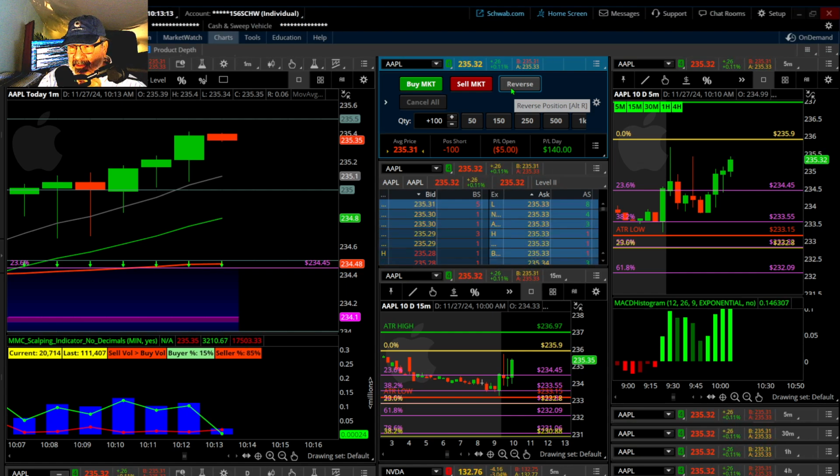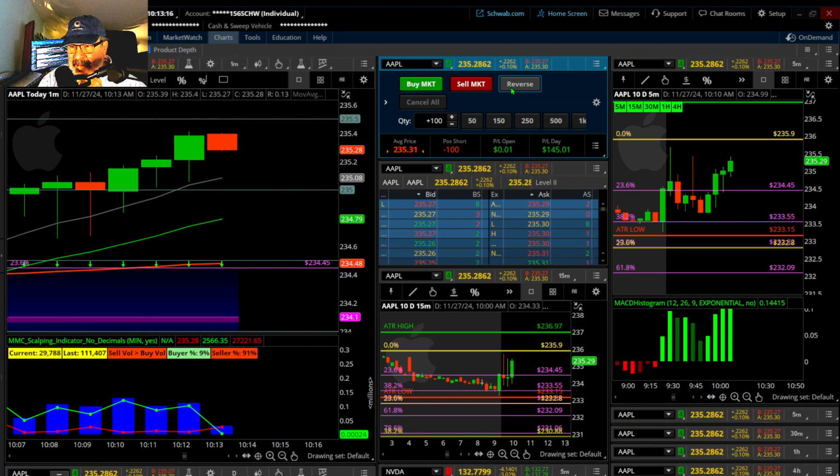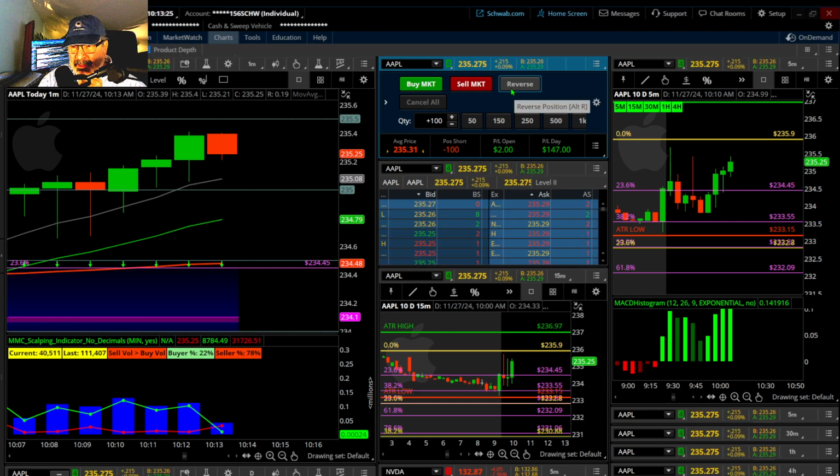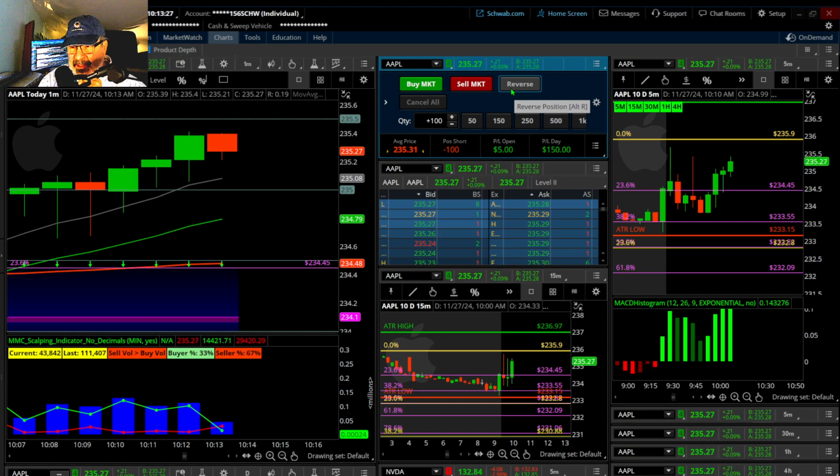So let's see. That's a pretty strong red candle going down. That's a pretty big drop there. 8 cents. Tempting. I could have caught that $6 there and gone back long.